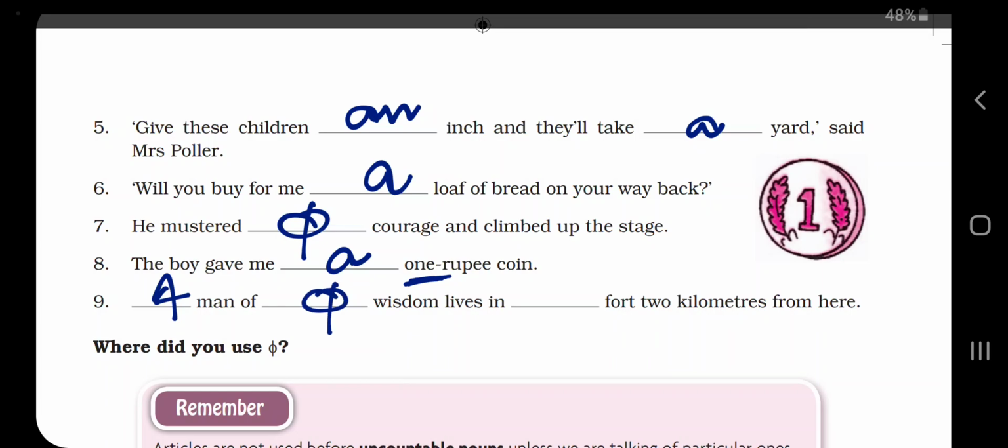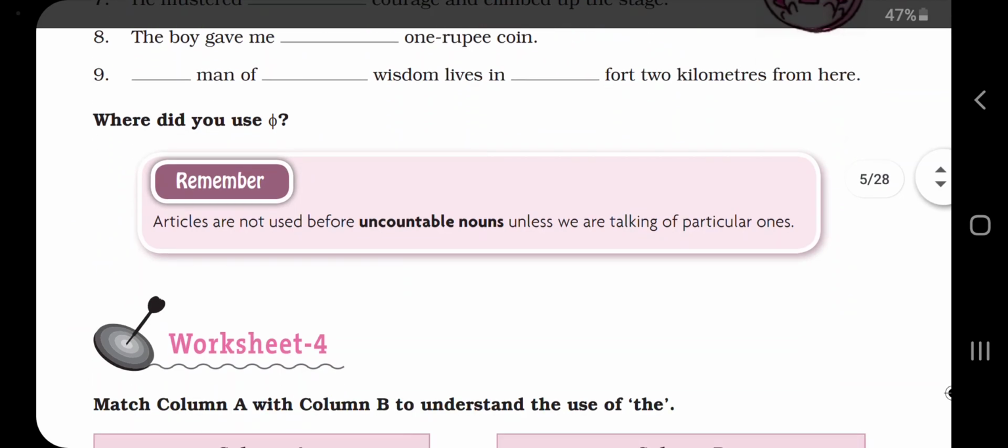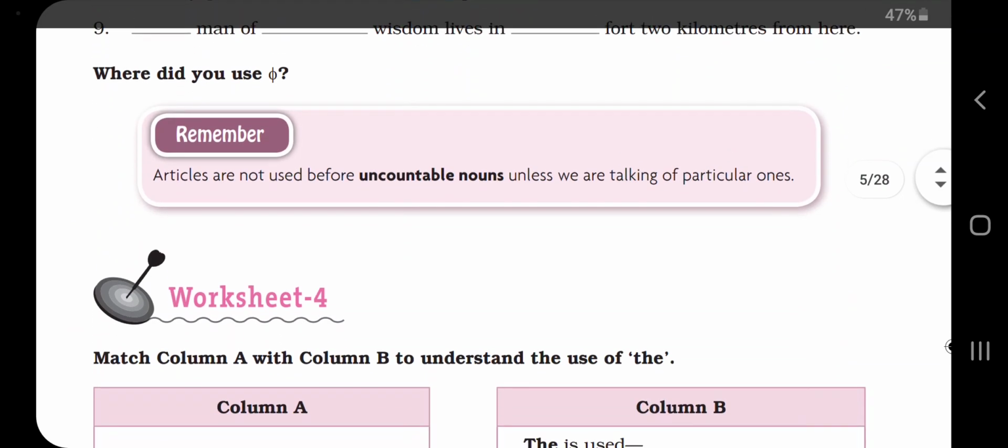What? Lives in the fort, 2 kilometers from here. Now where did you use this? You have to find where you have used this null. Articles are not used before uncountable nouns unless we are talking of a particular one. If we were talking about some particular accommodation, then we might have used the.